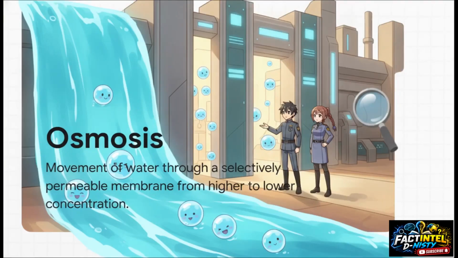Cells absolutely must interact with their environment to survive, right? And they do this largely through a process called osmosis. Osmosis is essentially the movement of water molecules through a selectively permeable boundary, the plasma membrane. The water naturally travels from a region of higher concentration to a lower one. Think of it like water carefully negotiating its way past the factory's ultra-selective security gates.